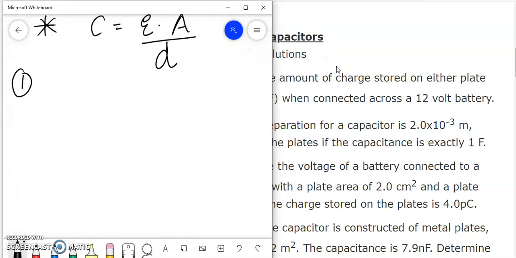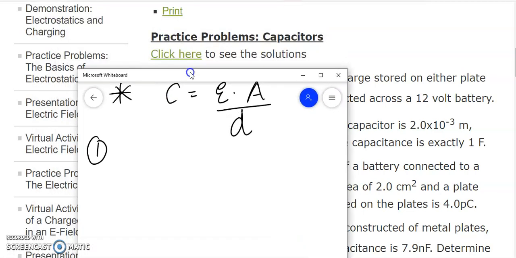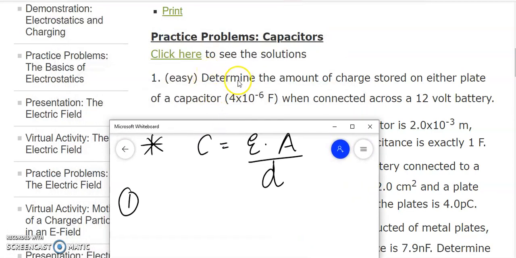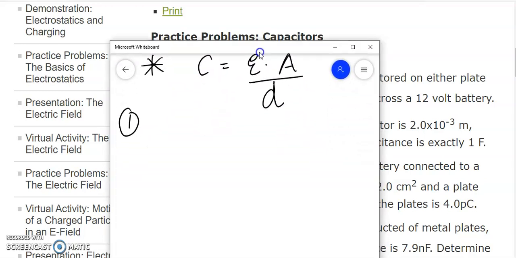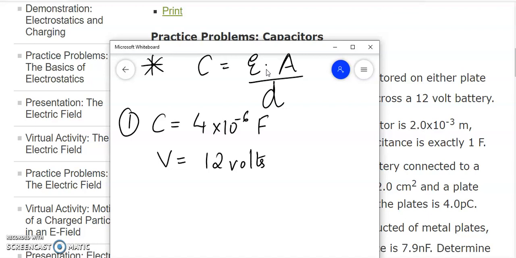So if you see the first question, it says you need to find the charge stored on either plate of a capacitor which is of value 4 into 10 raised to minus 6 farads, and then it is connected across a 12 volt battery. So let's write down the values, which is C is equal to 4 into 10 raised to minus 6 farads, and then voltage is given, which is 12 volts. And then it's asking you to find charge, which is a question mark.